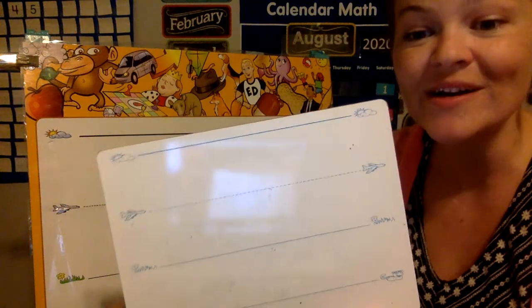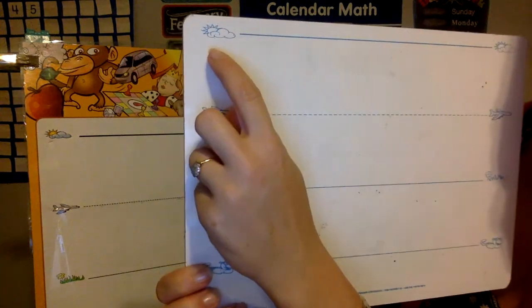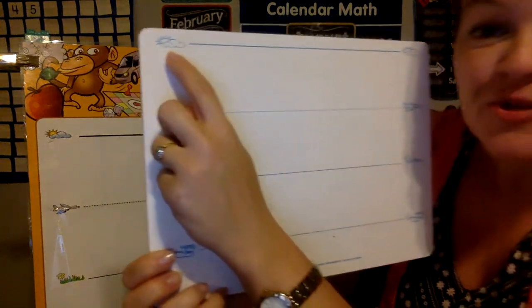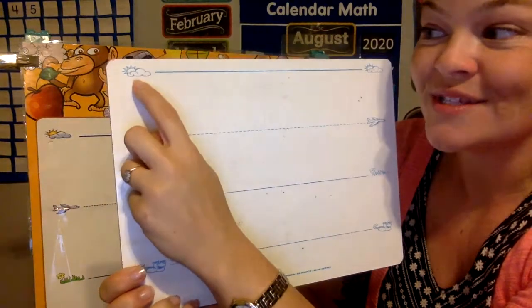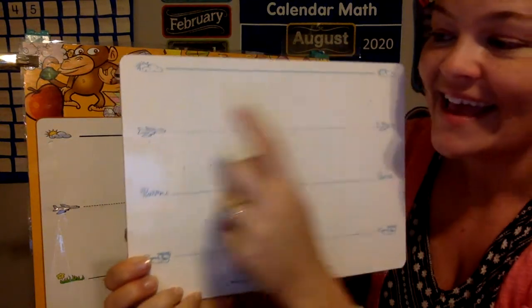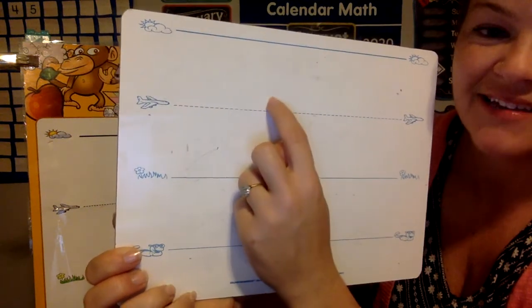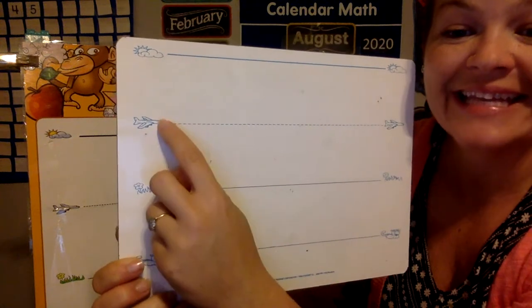Okay, so before we start, I want to remind you about the lines on the board. It's really important that we write in the right lines, okay? So this line right here with the little sun and the cloud, do you remember what line that's called? Well, the sun and clouds are in the sky, so we call this the sky line. And then you see this line with the plane on it? It's the dotted plane. Well, we call this the plane line.